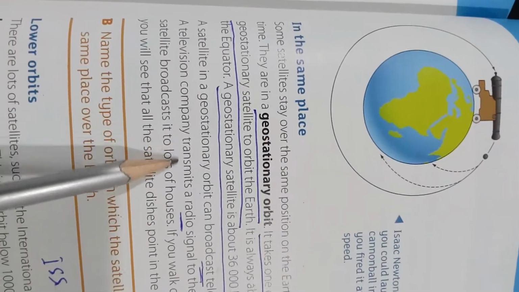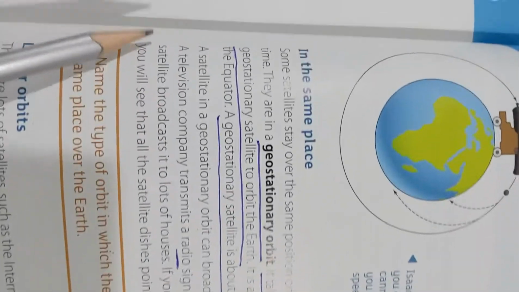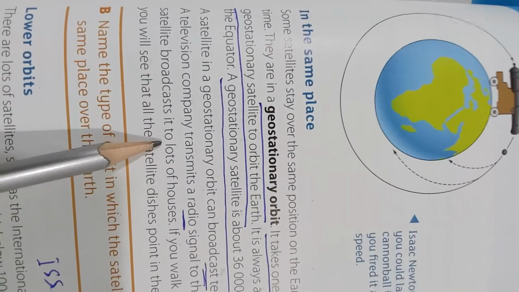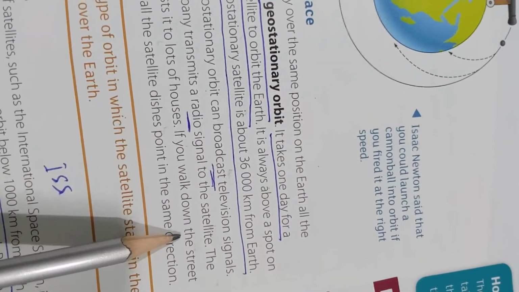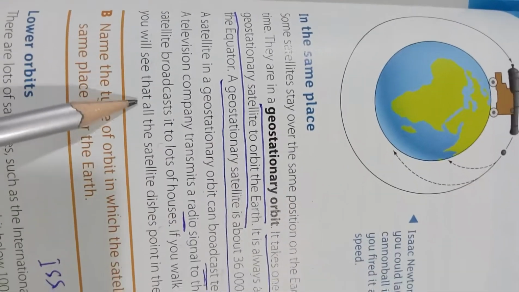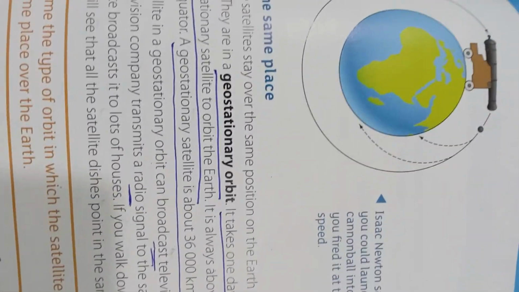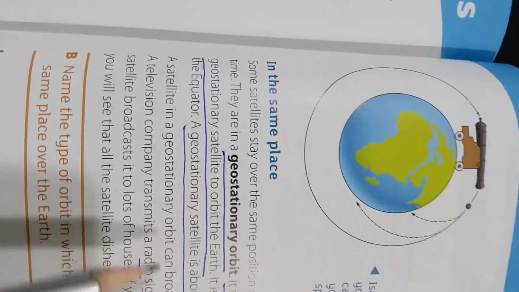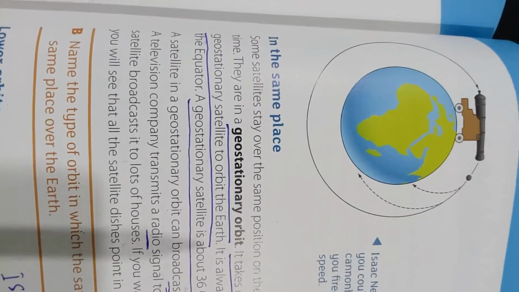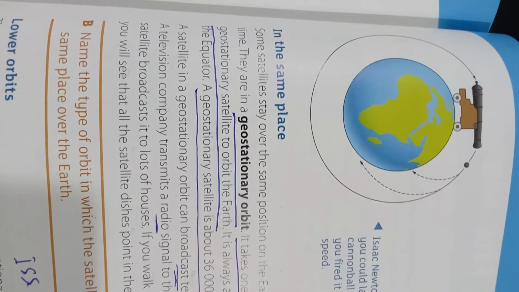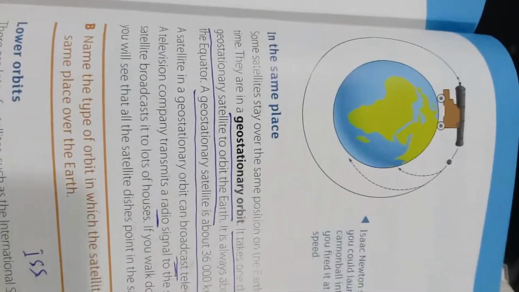A satellite in a geostationary orbit can also broadcast television signals. A television company transmits radio signals to the satellite, and then the satellite broadcasts them to a lot of houses. If you walk down the streets, you will see that all the satellite dishes point in the same direction. So the televisions we are watching, all those kinds of things, are by courtesy of geostationary what? Satellites. Good.